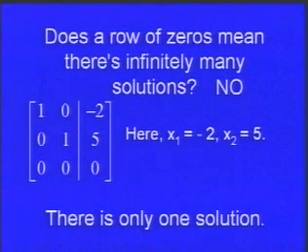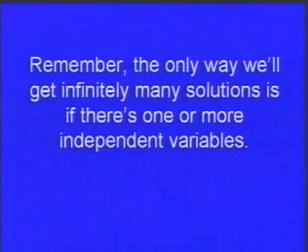There were not infinitely many solutions. Every variable is equal to a number. Therefore, there's only one solution. I hope that helps clear up the myth about the row of zeros. Okay, the only way we'll ever get infinitely many solutions is if there's one or more independent variables. That's the only real way to tell. So when you write out your general solution, if you have an independent variable, then there's infinitely many solutions. If there's not an independent variable, then there's not infinitely many solutions. Okay, try not to make any other rules than that.